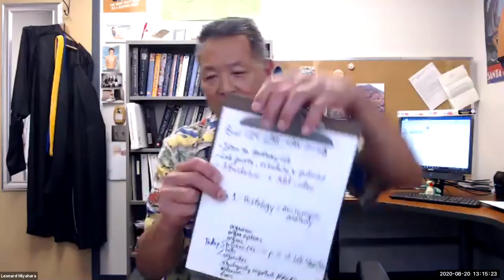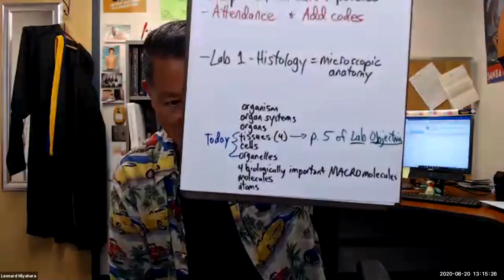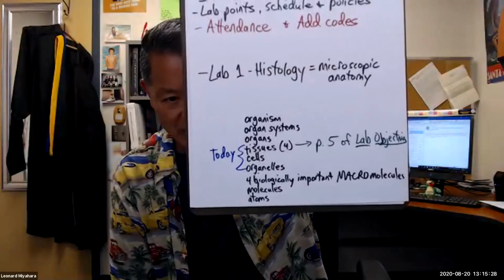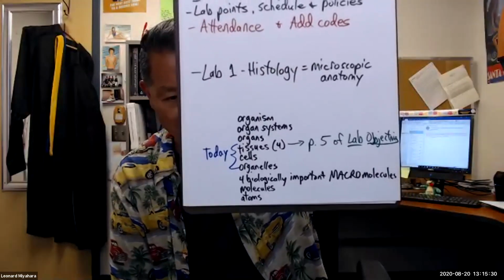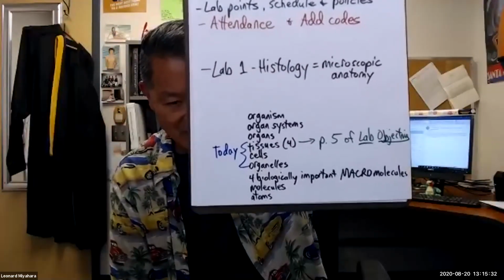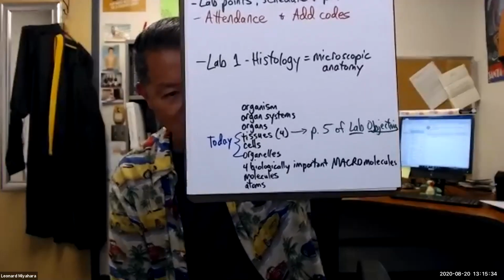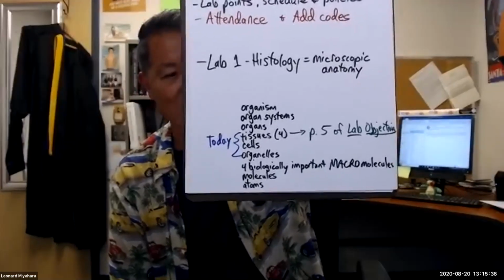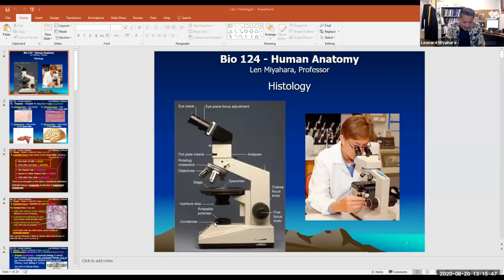Now, one of the things that I wrote on the whiteboard, and here it is on the clipboard, is that with all the structures of the human body, there are only 4 tissue types. That's it. Out of everything that we're going to learn this semester, all of it is only 4 tissue types, and you can see that on page 5. Okay, let's get going on the lab PowerPoint here.